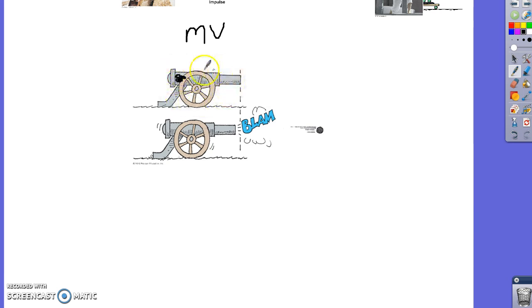The mass of the cannon would be a lot bigger number, but the velocity of the cannon, when it's just sitting there, is also 0. So 0 times the mass of the cannon is equal to 0. So we would say that the net momentum, or the total, if you put them all together, I'm going to use the P for momentum, is equal to 0.